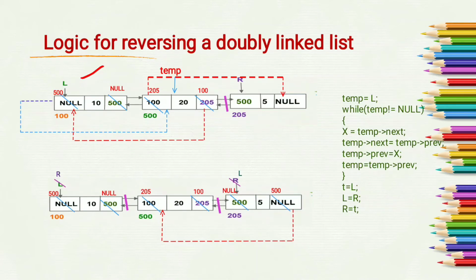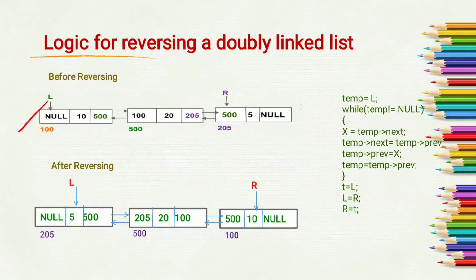Node which is pointed by L, which is the first node of doubly linked list, is now the last node of doubly linked list. We have to make this pointed by R pointer, and the node which is previously pointed by R is now the first node of the doubly linked list after reversing. So we have to make this node pointed by L. So we have to swap L and R. R will point to this node and L will point to this node. So we have to swap L and R by using third pointer. T equals to L, L equals to R and R equals to T. Now this node is pointed by R and this node is pointed by L.